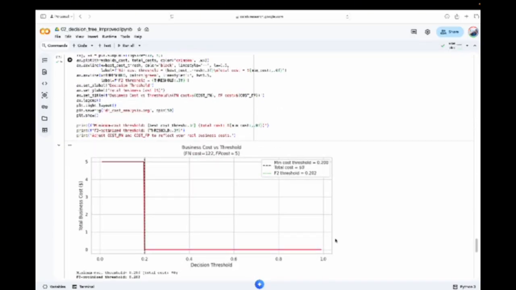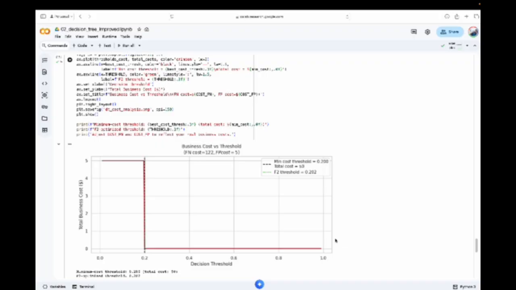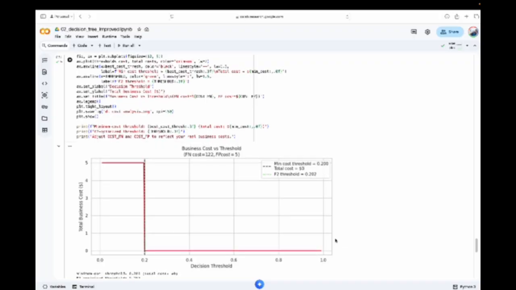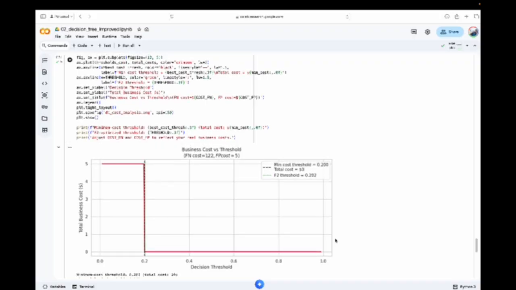Finally, I added a cost analysis section. Missing fraud has a high cost, while a false alarm has a smaller cost. This helps choose the best threshold based on the real-world business impact.